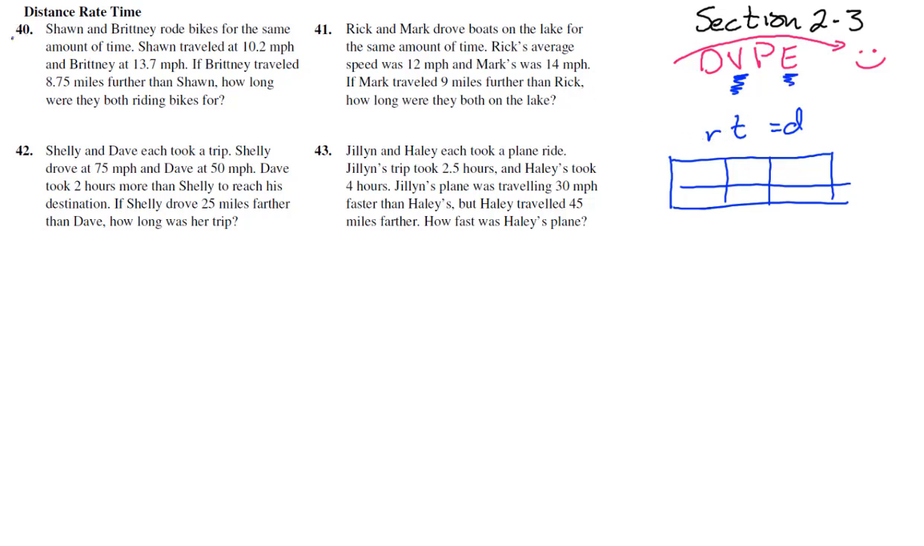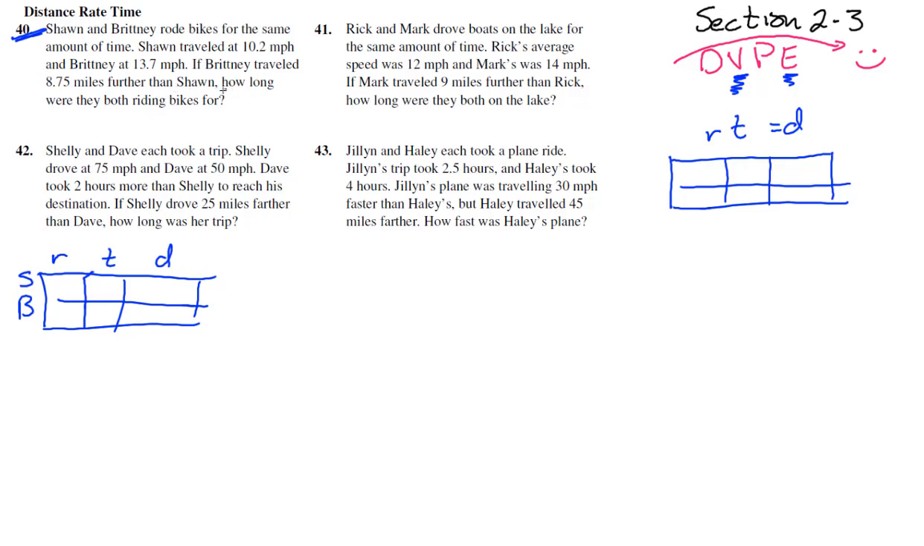Okay, so number 40. Sean and Brittany. So there's Sean, there's Brittany, and rate times time equals distance. Let's set up our box and see if we can make our equation. It says Sean and Brittany rode bikes for the same amount of time. Sean traveled at 10.2 miles per hour, Brittany at 13.7 miles per hour. If Brittany traveled 8.7 miles further than Sean, how long were they both riding bikes for?